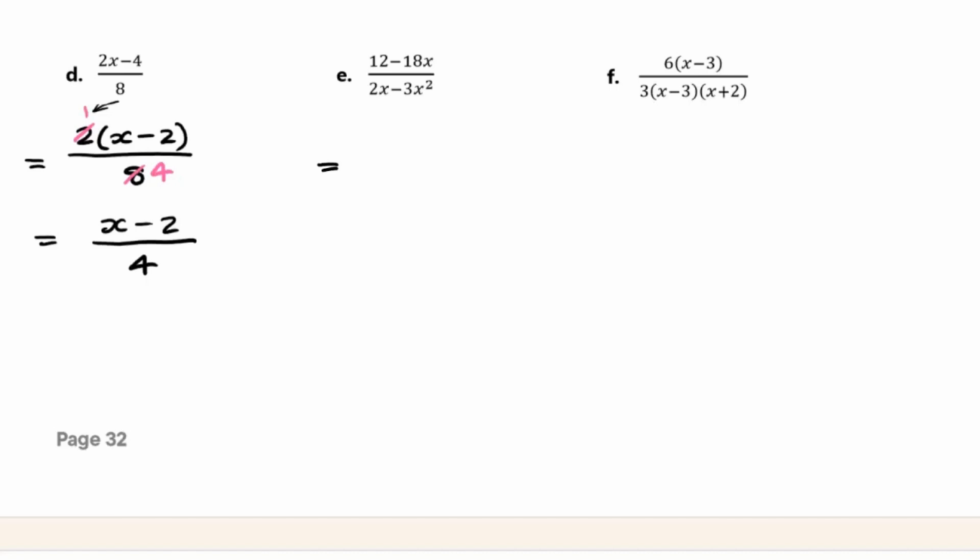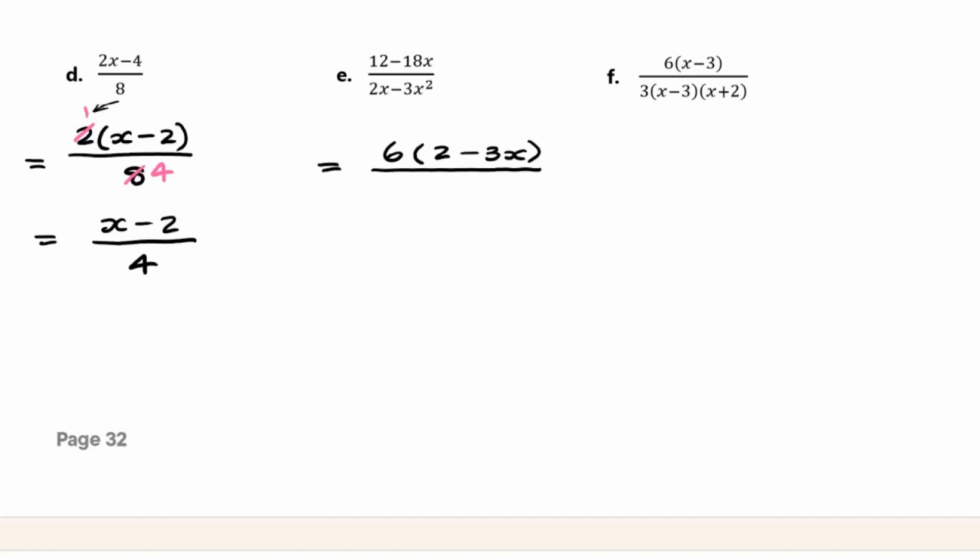Okay, the next one, we've got subtraction signs in both the numerator and the denominator, so we need to factorize first. So thinking about 12 and 18 in that numerator, the highest common factor is going to be 6. So 6, and then we're going to have in brackets 2 minus 3x, because the 6 times 2 gives us the 12 that we needed, and the 6 times negative 3x gives us the negative 18x that we needed. Okay, that was a good check.